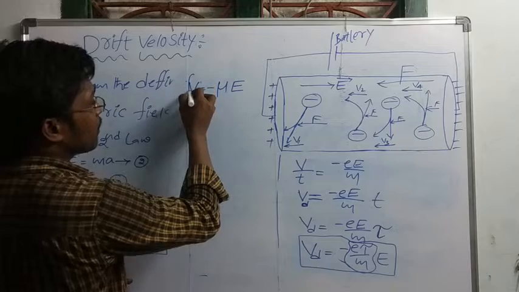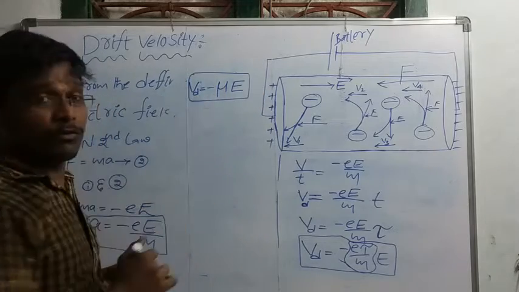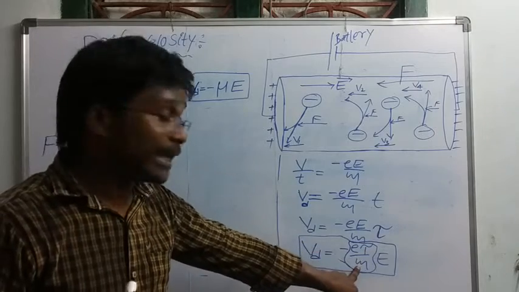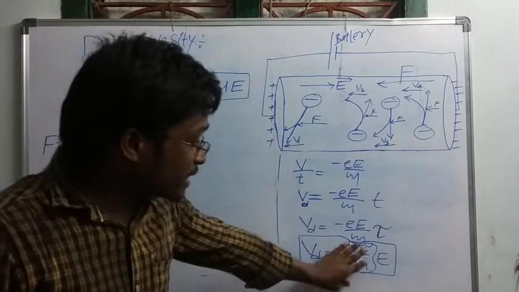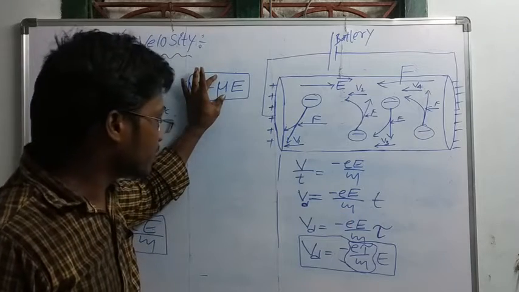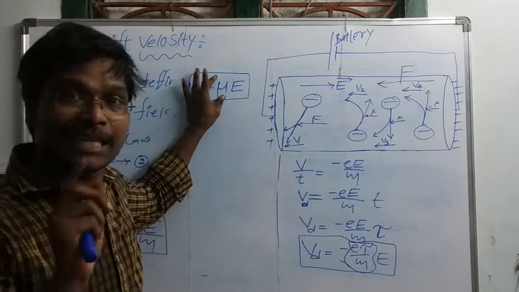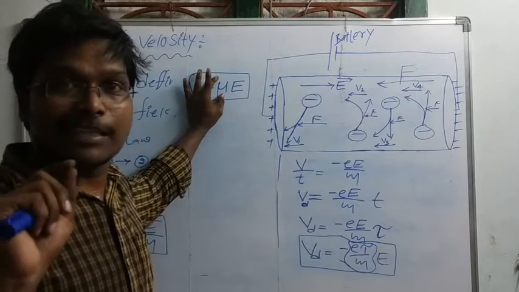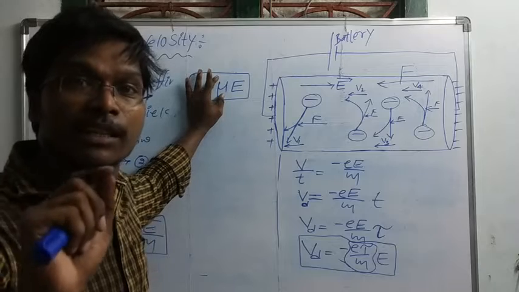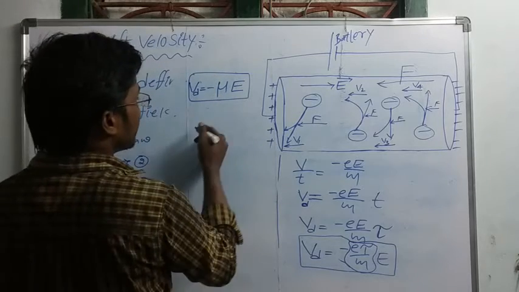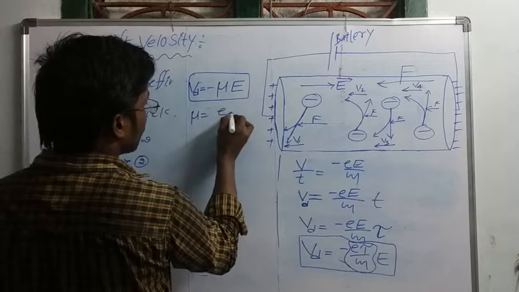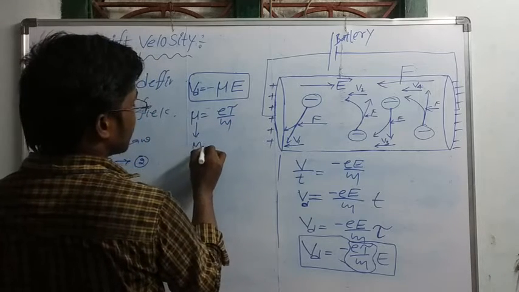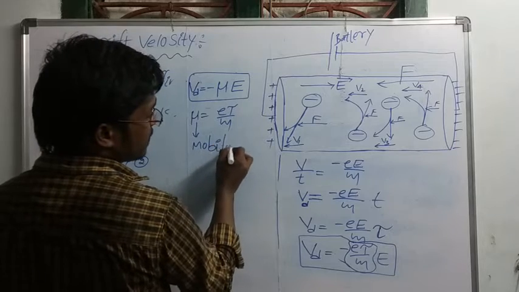Remember, this is also one of the expressions of the drift velocity. Instead of these three terms e tau by m, I am writing this term. This term's name is mu. Mu is nothing but mobility. So here mu is equal to e tau by m. Mu means mobility.